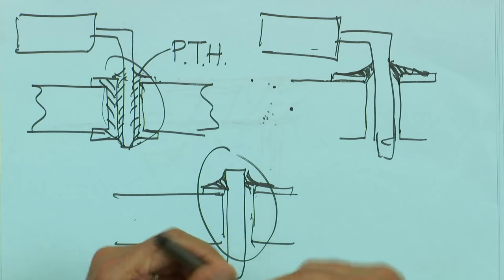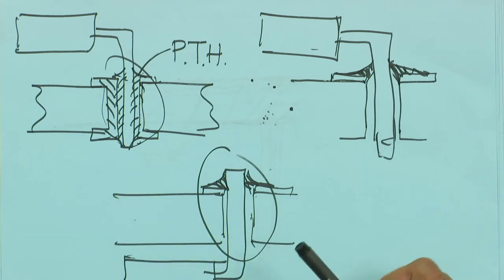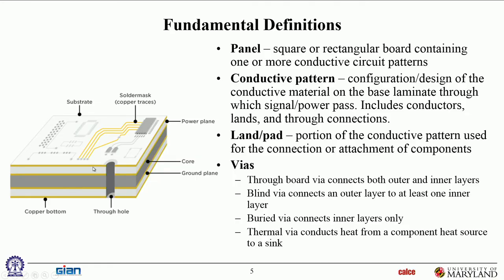Okay, so in this particular example, that's all the way through hole. But we'll see soon there are many that are not all the way, they're only partially through. So those are called either blind vias or buried vias, depending on where they are in the circuit card. We'll talk about all that. So that's all terminology that we need to be familiar with, or we'll be using now.